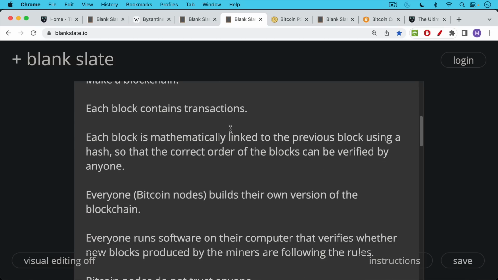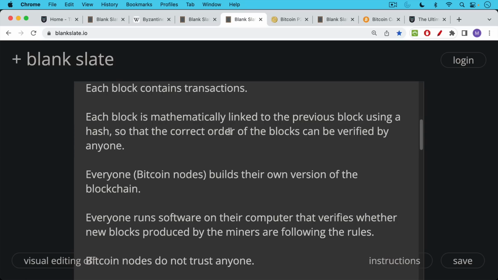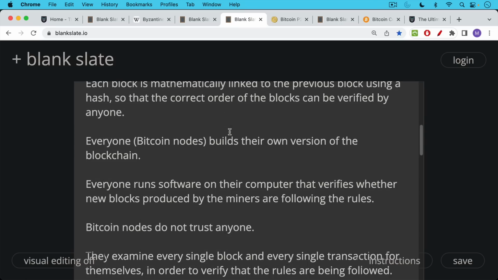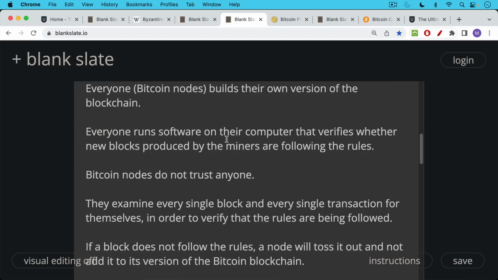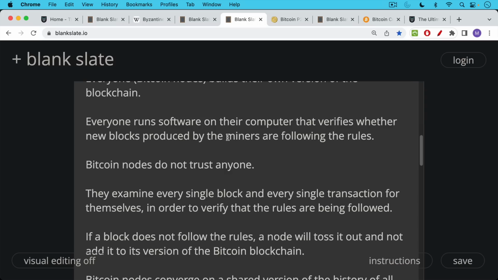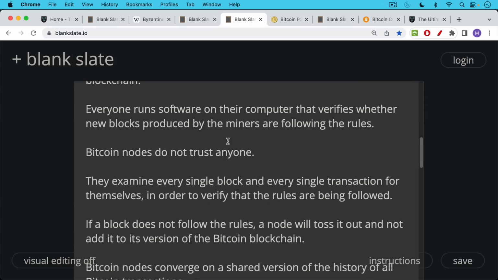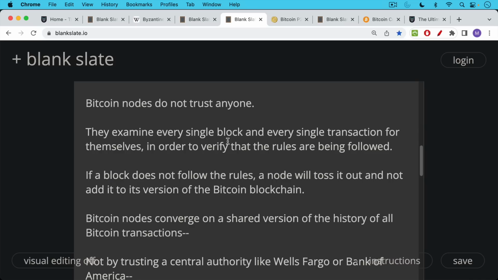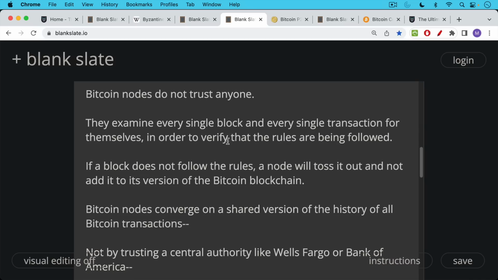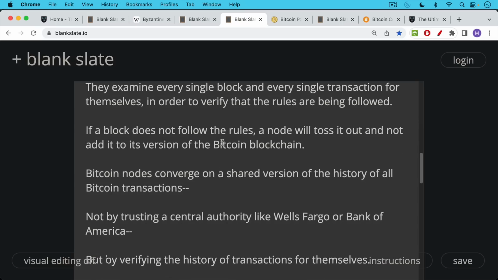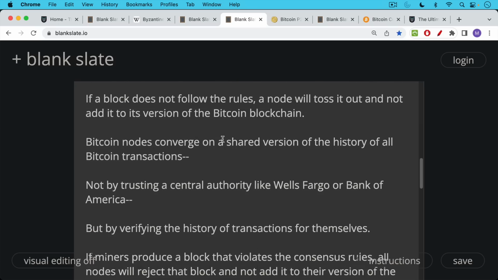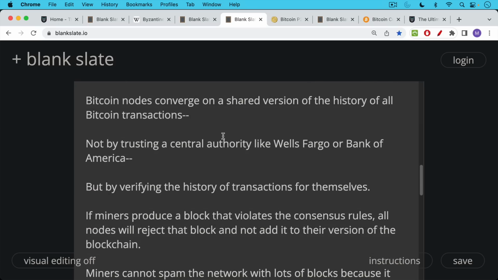So everyone, all the Bitcoin nodes, builds their own version of the Bitcoin blockchain. Everyone runs software on their computer that verifies whether new blocks produced by the miners are following the rules. Bitcoin nodes do not trust anyone. Instead, they examine every single block and every single transaction for themselves in order to verify that the rules are being followed. If a block does not follow the rules, a node will toss it out and not add it to its own personal version of the Bitcoin blockchain. And in this way, the Bitcoin nodes converge on a shared version of the history of all Bitcoin transactions, not by trusting a central authority like Wells Fargo or Bank of America or the Federal Reserve, but instead by verifying the history of transactions for themselves.